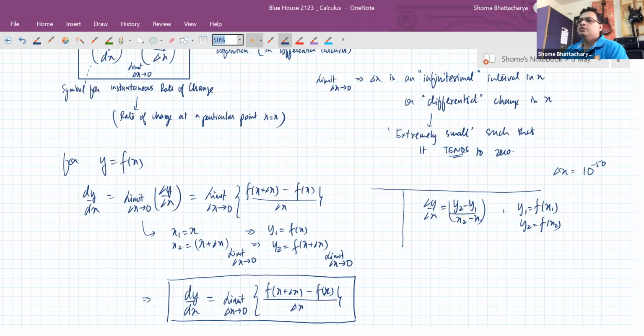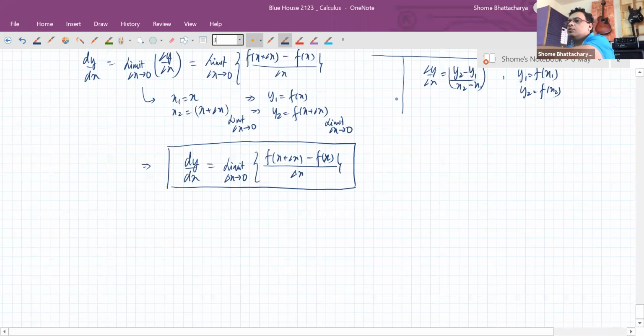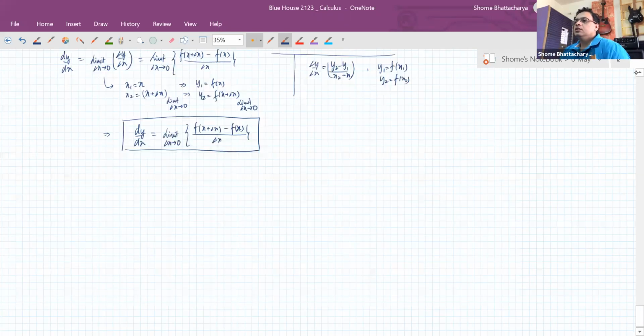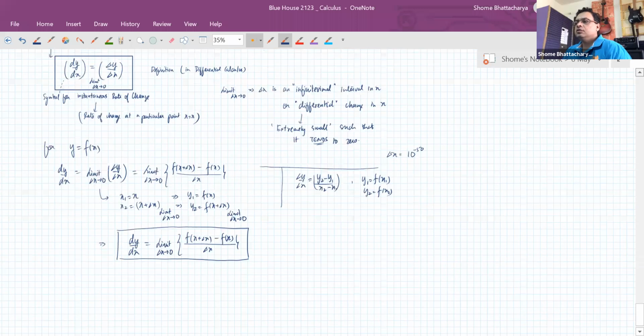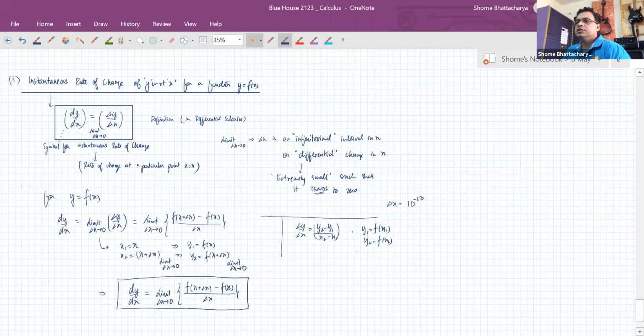So I'll just minimize this for a couple of minutes. Just go through this part, study it, and make sure the meaning of each term is clear.